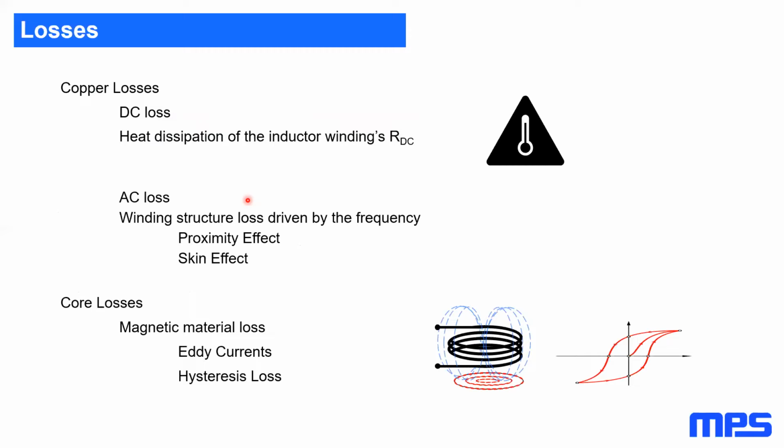And we also need to discuss some losses, as we have two kinds of components to build an inductor. We have the wire and we have the core material. So we will have wire losses, in this case copper losses, and regarding the core, the core losses.